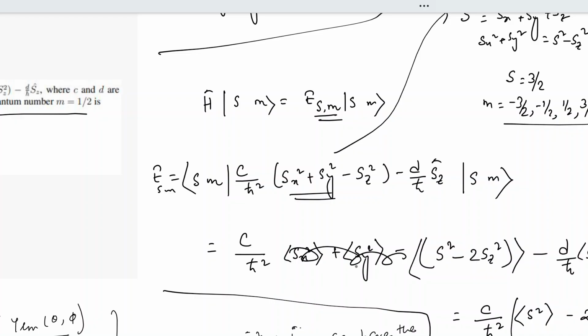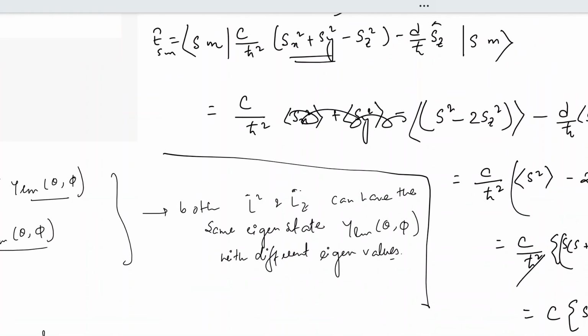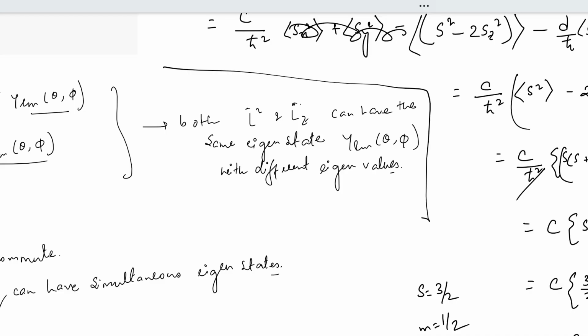So in this case m s has been asked to be taken as half. So you replace s equal to 3 by 2, already given, and m equal to half, given. So you replace that here. So you have C (3 by 2 into 3 by 2 plus 1, minus 2 into half squared, which is 1 by 4), minus half, which is m s, D. So this is C (3 by 2 into 3 by 2 plus 1, which is 5 by 2). So this is 15 by 4 minus 2 by 4, minus D by 2. So this is 13C by 4 minus D by 2. So this is your answer.